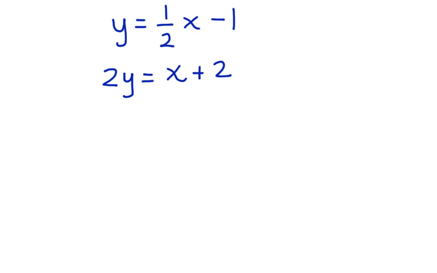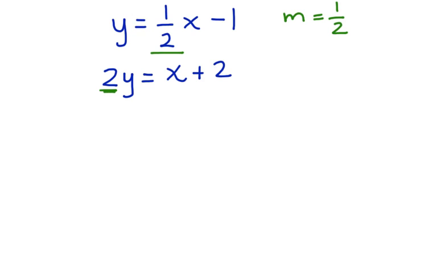Let's look at two more equations. y equals 1/2 x minus 1 and 2y equals x plus 2. We want to figure out if these two equations have the same slope. The first equation is in slope-intercept form. We can see that the slope is equal to 1/2. Now the second equation is almost written in slope-intercept form. This too throws it off.